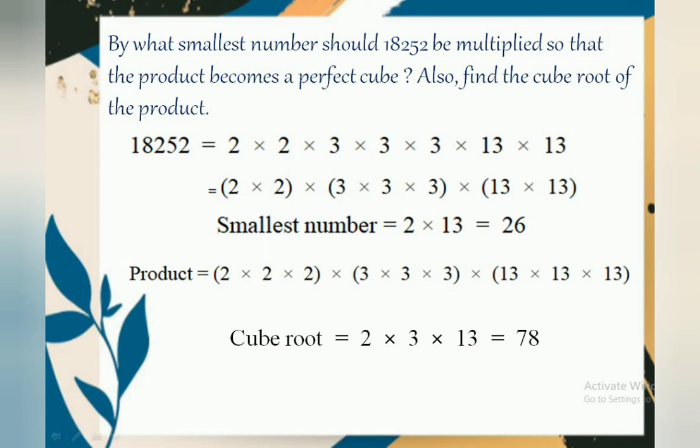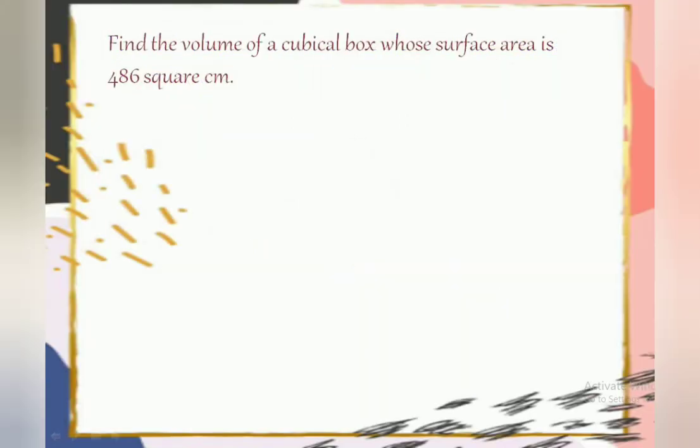Let's do one more problem. Find the volume of a cubical box whose surface area is given. So, the surface area is given. From there, we need to find the volume. What is the surface area of the cube? It is 6a square, right? So, 6a square equals 486.